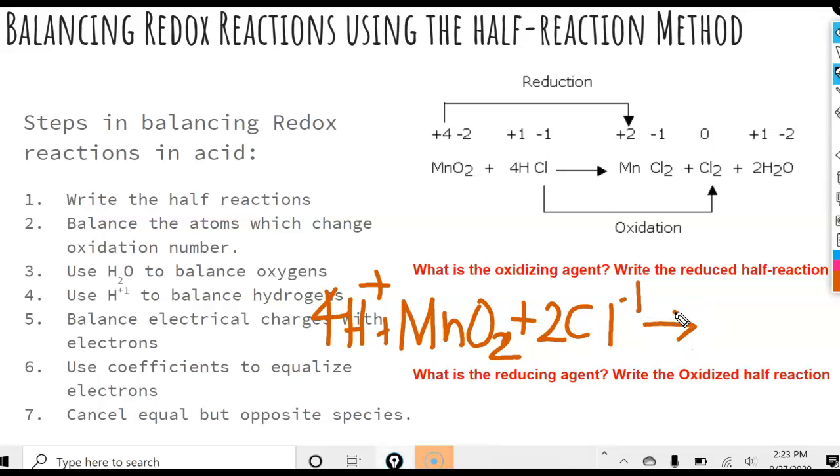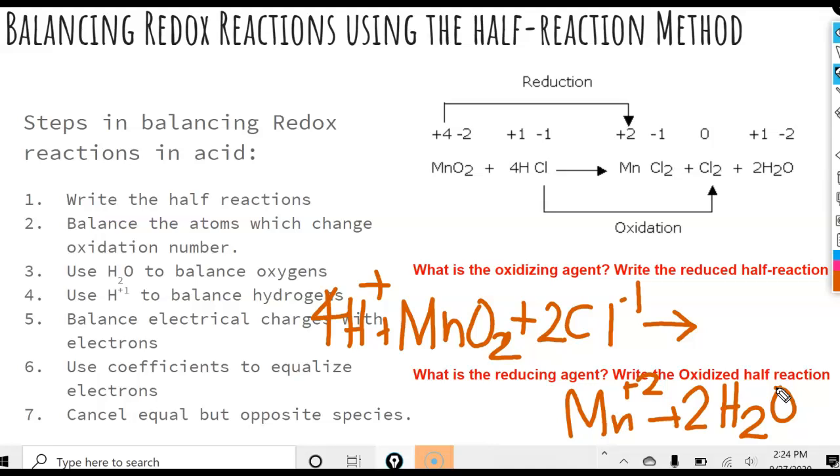On my product side, I end up with an Mn plus 2 plus 2 waters. And so that ends up being my entire equation. It's a net ionic equation, but it's an entire balanced redox reaction. Let's just check and make sure that it's balanced.